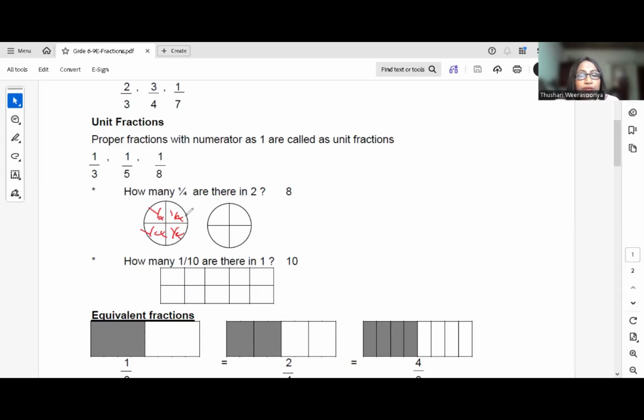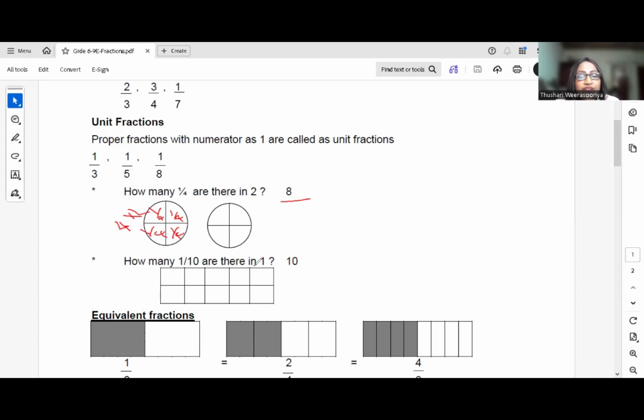Right? Then all together, how many 1 over 4s are there? 4. Then in 2, they ask in 2. 4 times 2. That is 8. Got it? If they ask how many 1 over 4s are there in 3? For 1 over 4, 4 into 3, that is 12. Right? Look at this example.